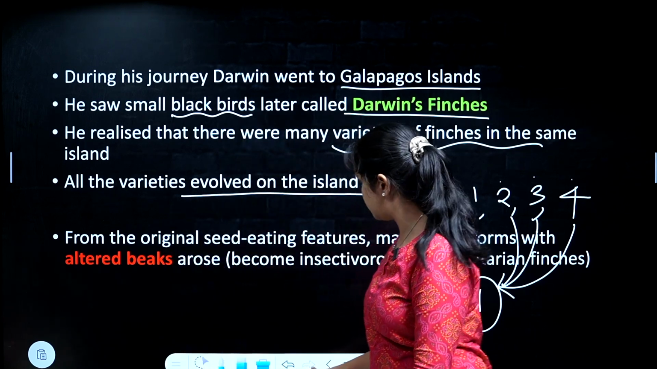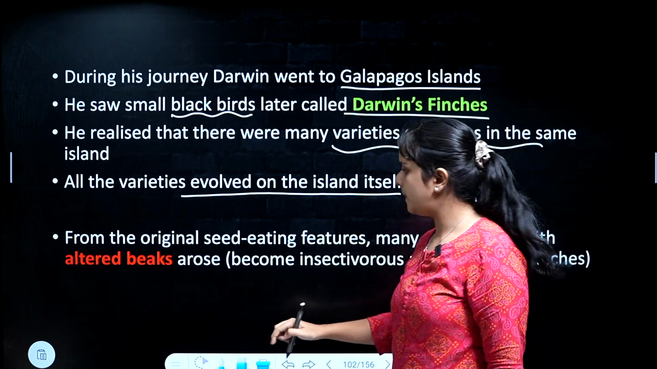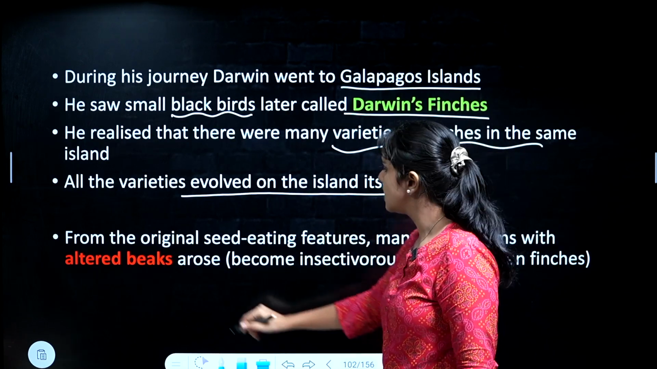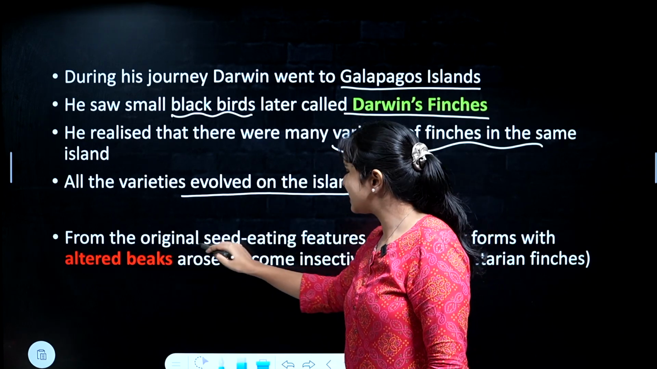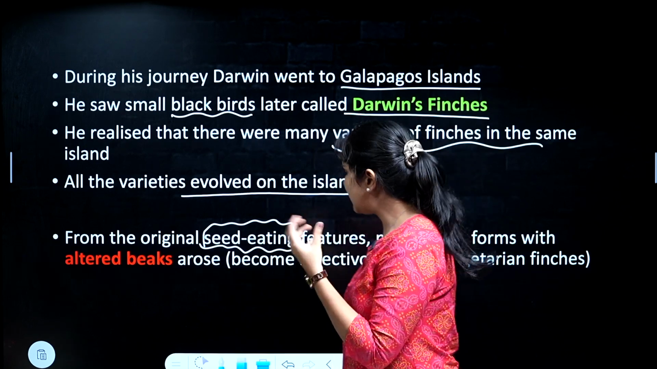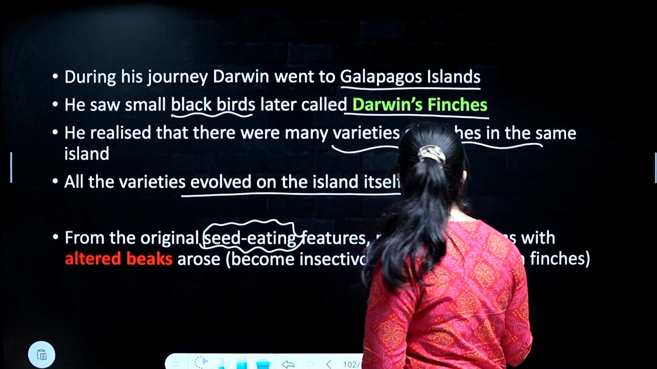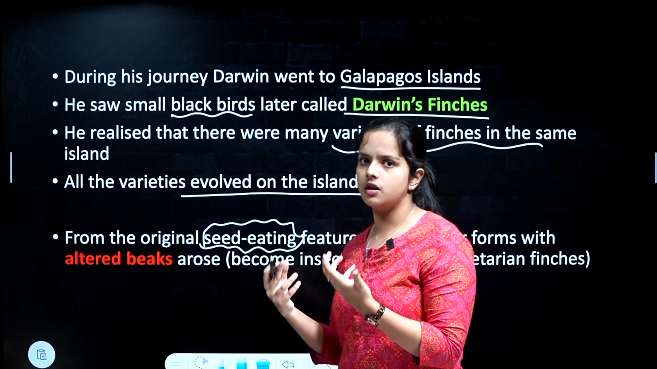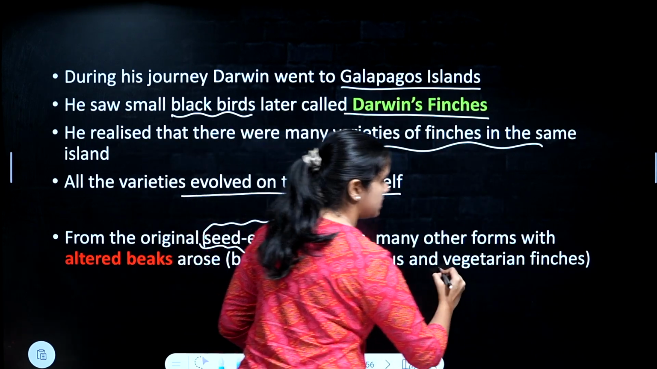So how does it help evolution? I'll tell you that. What really happened was, the original variety on that particular island was seed eating. The finches used to eat seeds, but later on, as the environment or conditions changed, they had to eat other things like insects and other vegetation.